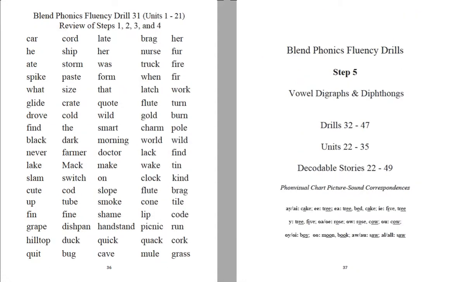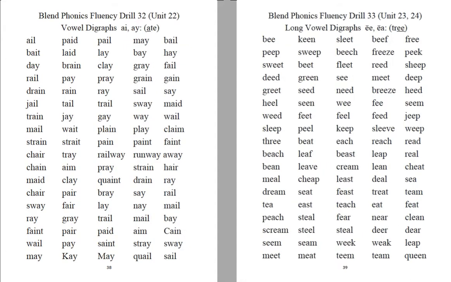Okay, review of steps 1, 2, 3, and 4. Step 5, we have vowel digraphs and diphthongs. Again, you just go down the columns, across the column.